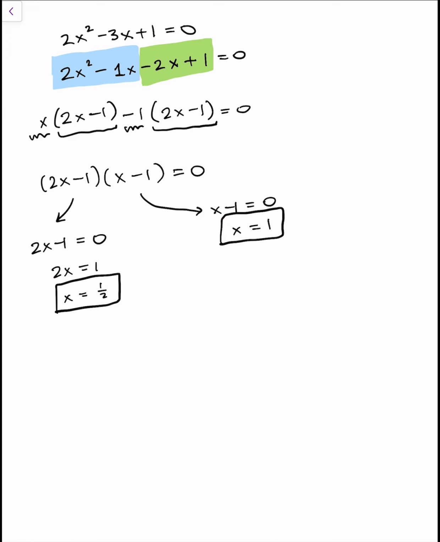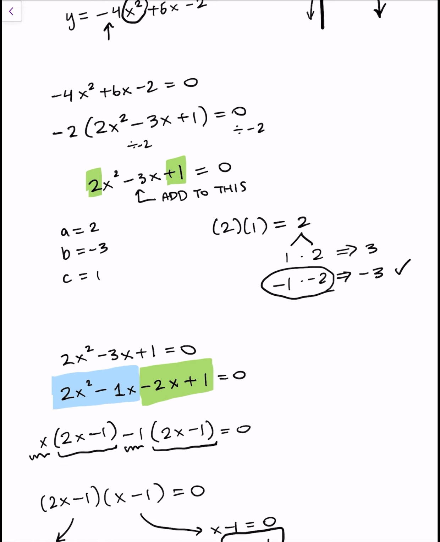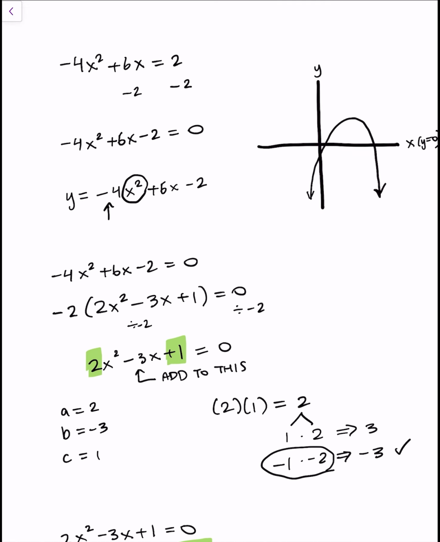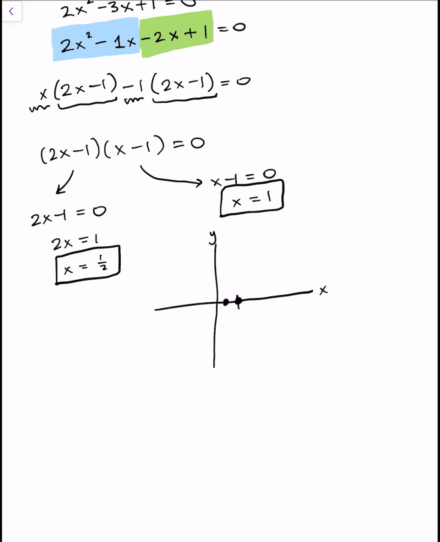And then on a graph, what this looks like is our original equation crosses the x-axis at x equals 1 and at x equals 1/2. And just like I explained before, the original equation, when you set it equal to 0, looked like this. And the coefficient in front of x squared is negative. Therefore, this parabola is going downwards. So it's going to look something like that.